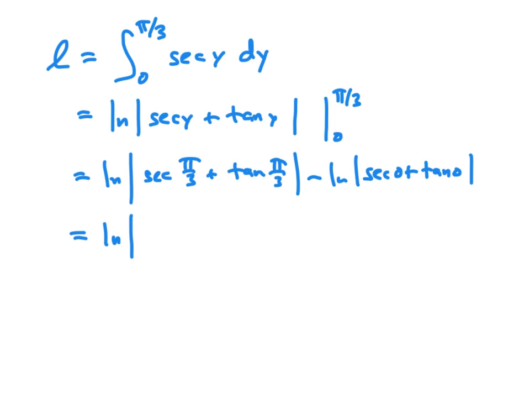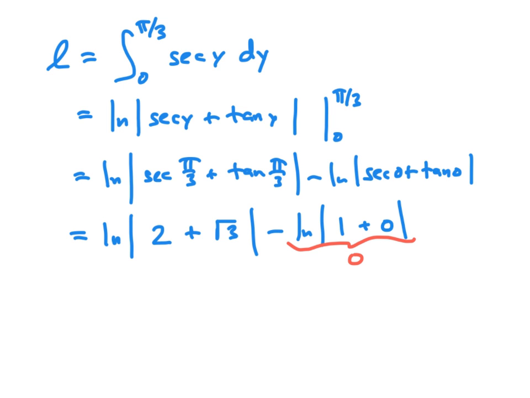Secant of pi over 3 is going to be 1 over the cosine of pi over 3, so 1 over 1/2, which is 2. And tangent of pi over 3 is the sine of pi over 3 over cosine of pi over 3, and we can check quickly that that is going to be the square root of 3. In our second term here, we have the secant of 0, which is 1 over the cosine of 0, which is 1 over 1, or 1. And tangent of 0 is 0. And so our second term here is the natural log of 1, which we know will be 0.